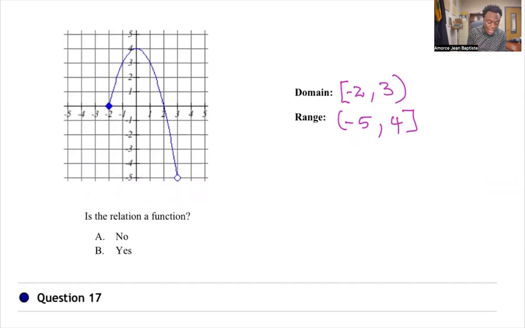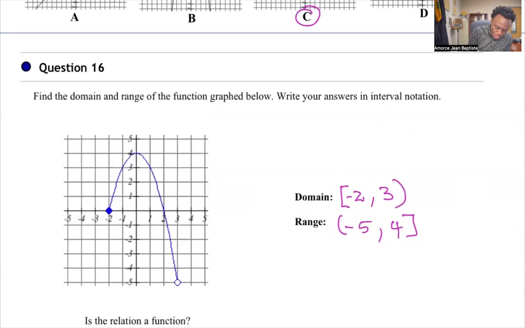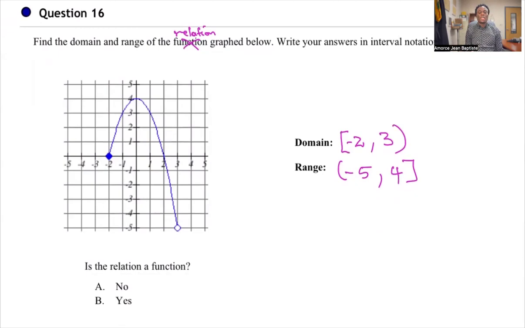Now they say the relation, let's replace this by relation instead of function, because the function is when you know it's a function. A function is a relationship, it's a relation, but not all relations are functions. So that's why you need to make sure you make the difference. Here, is this relation a function or not a function?